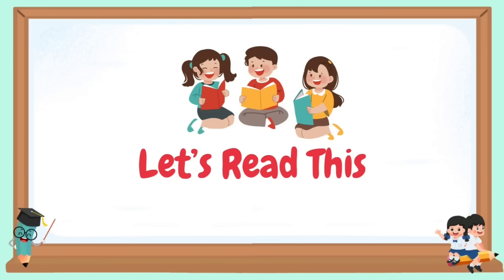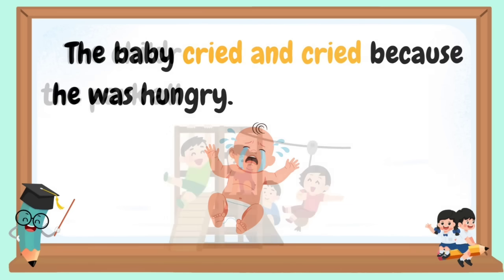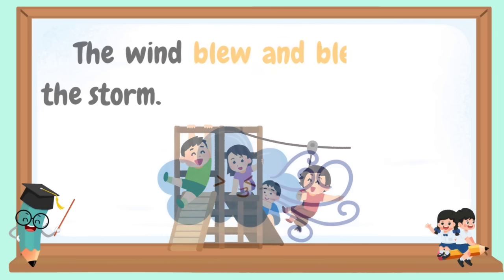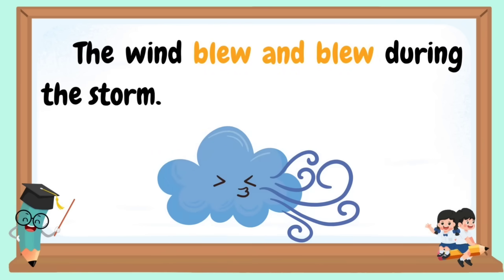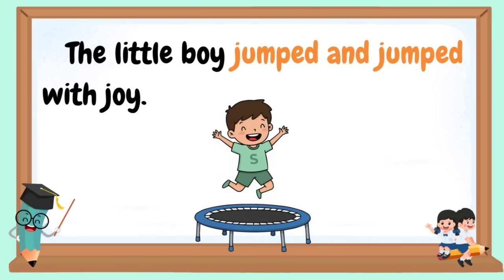Let's read this. The baby cried and cried because she was hungry. The children played and played in the park all afternoon. The wind blew and blew during the storm. Mother called and called, but no one answered. The little boy jumped and jumped with joy.